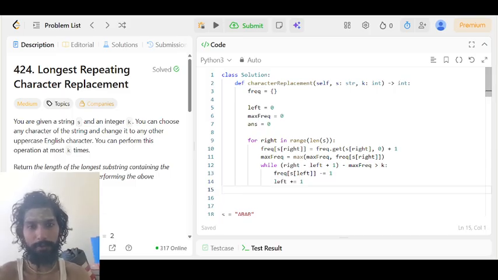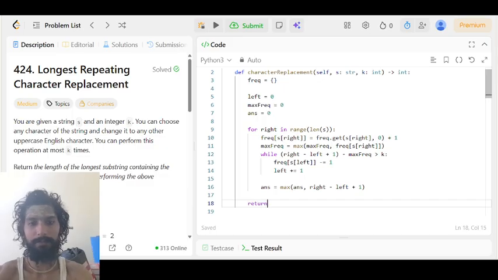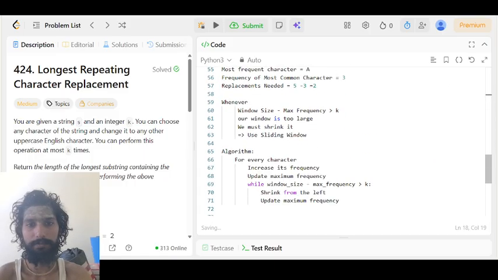Finally, after coming out of the while loop, we update our answer. Answer is the maximum length of the substring. So it will be max of answer and right minus left plus 1. Finally return the answer. So in the algorithm, we update the answer here, shrinking from the left and updating the answer.